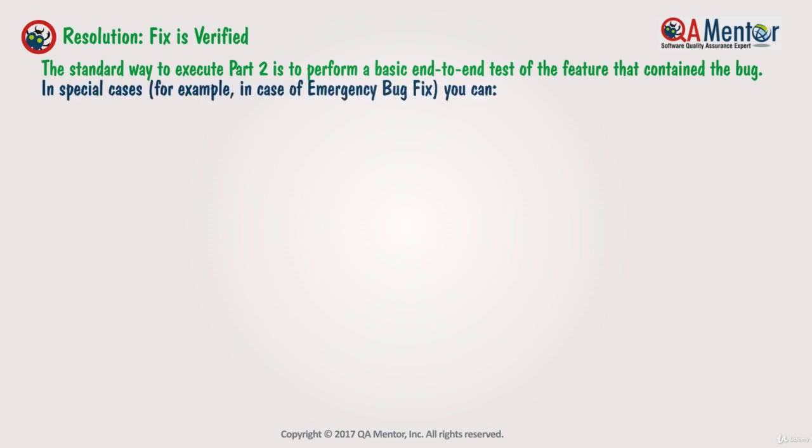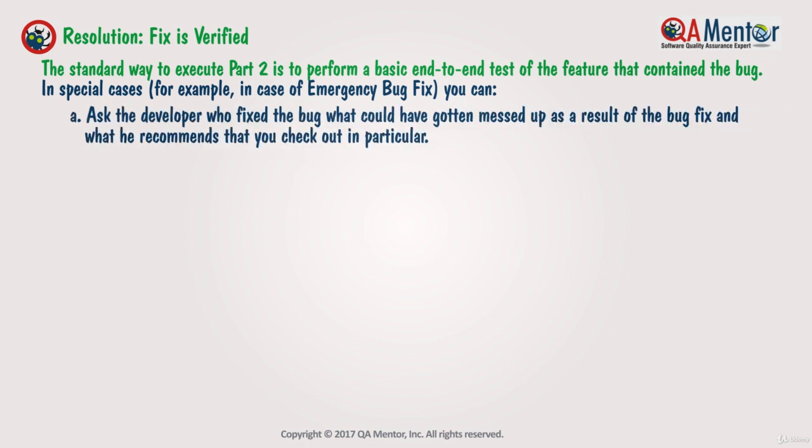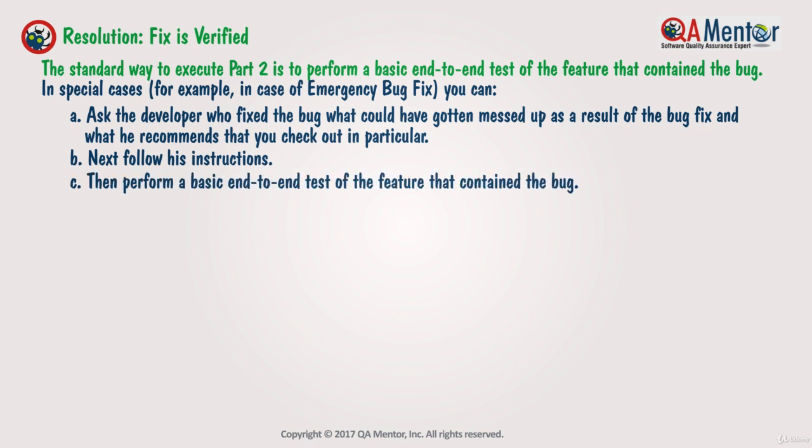In special cases, for example in case of emergency bug fix, you can A. Ask the developer who fixed the bug what could have gotten messed up as a result of the bug fix and what he recommends that you check out in particular. B. Next, follow his instructions. C. Then perform a basic end-to-end test of the feature that contained the bug.